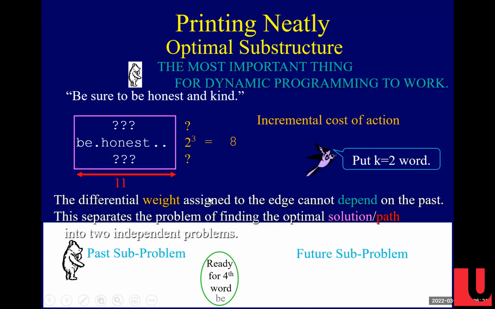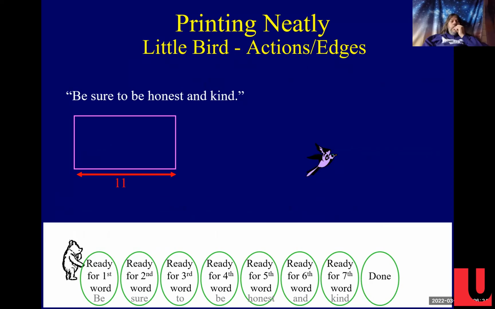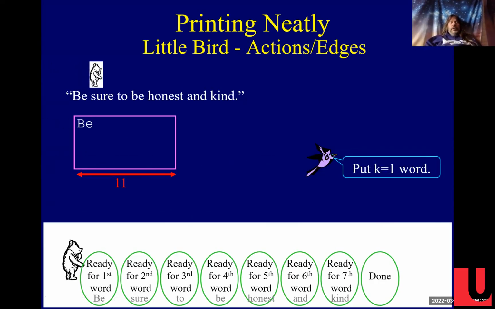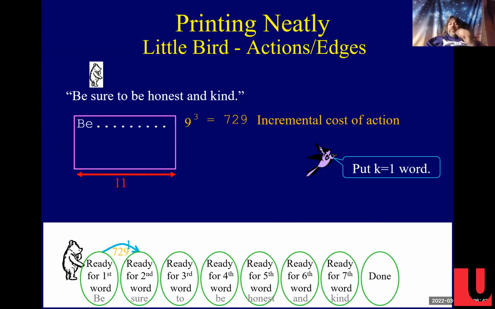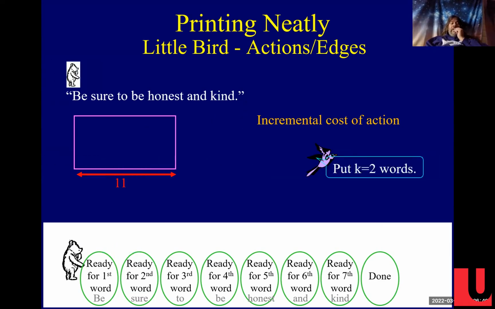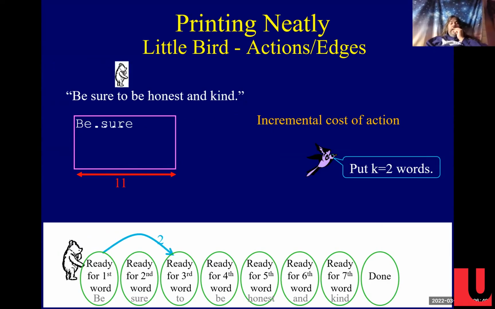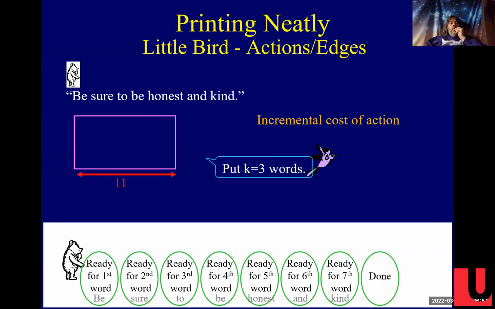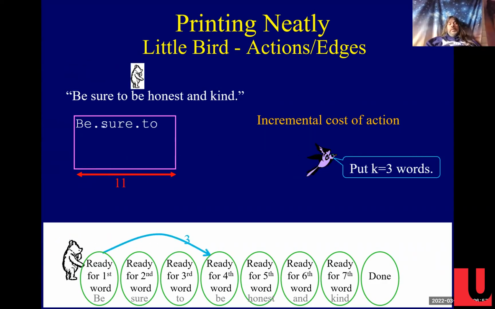Excellent. All right, so now let's think of all the actions from B. I could put on 1 word, in which case I basically get this edge. What is the cost of this edge? Well, it has 9 spaces, so this is a really expensive edge. Or I could put on 2 words, and it's less expensive. Or I could put on 3 words, and it has cost 1.